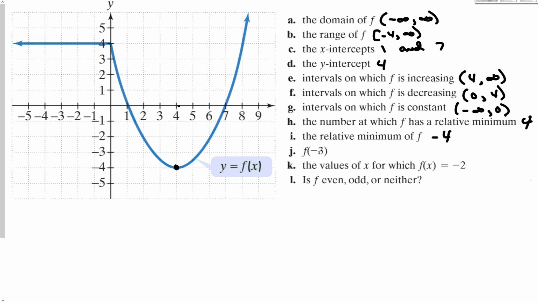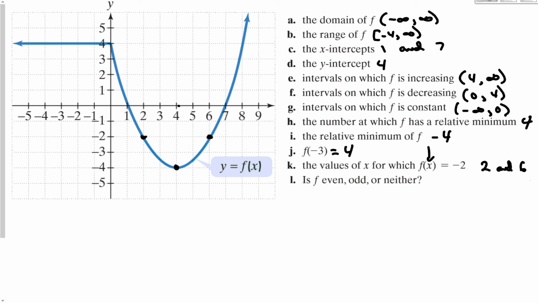Just like this question right here, f of -3 is asking me for the output at -3, which is 4. The values, this is the input now. Inside of the function right there goes an input. So these are the inputs for which f of x is equal to -2. Well, here's where the function equals -2, and here's where the function equals -2. So this would be 2 and 6.